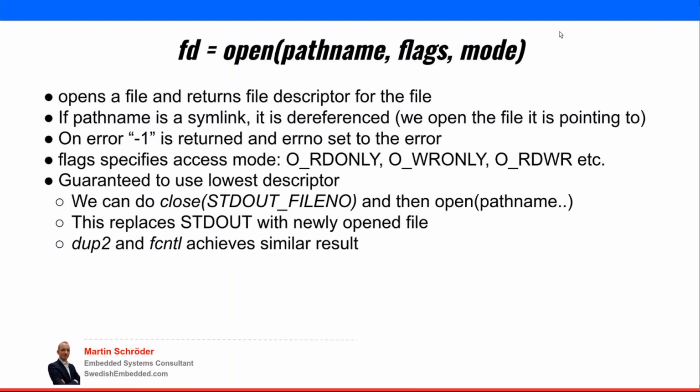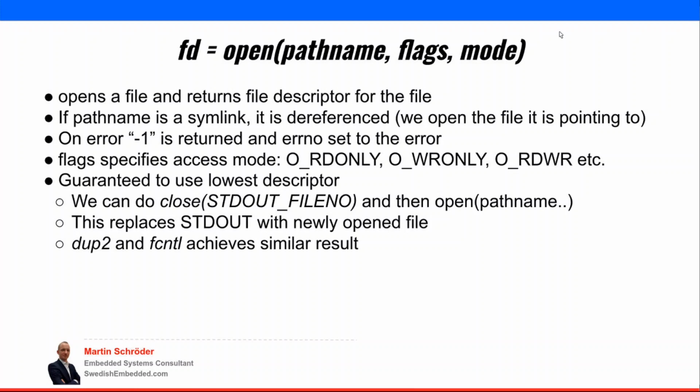If the path name is a symbolic link, then it is dereferenced, which means that we are opening the file that it's pointing to. On error, the open call returns -1 and sets the global variable errno to the error, which signifies whatever went wrong. We're going to go over the errors a bit later in this presentation. For now, we'll just keep it simple and look at the overview of the open call.